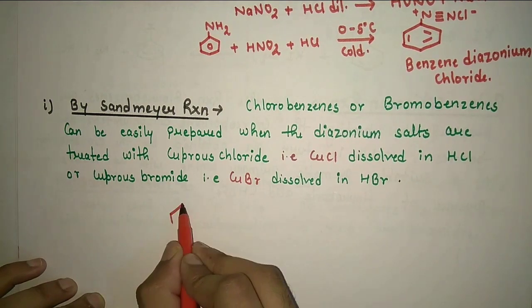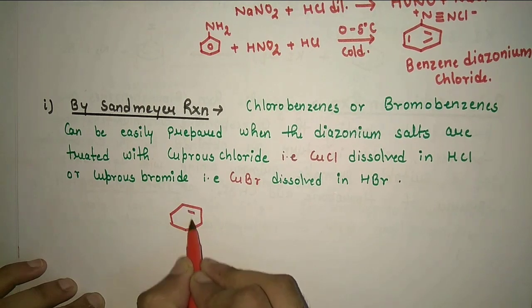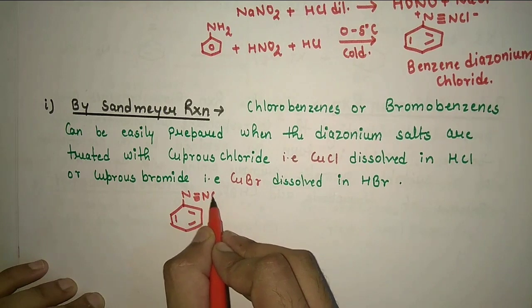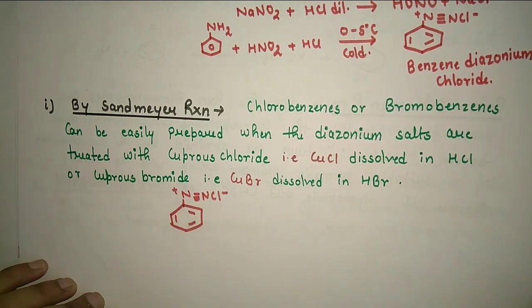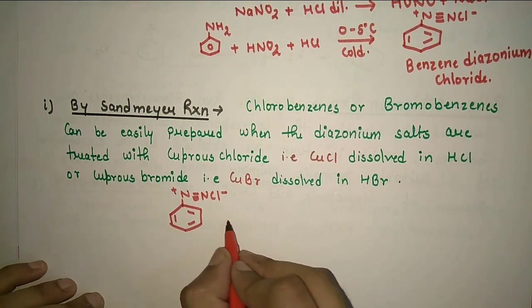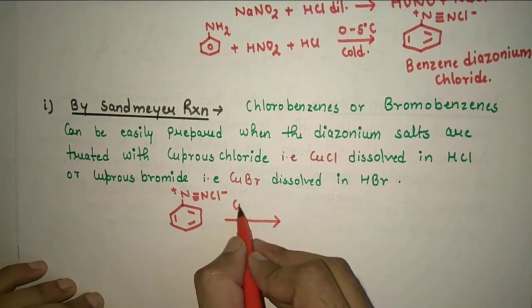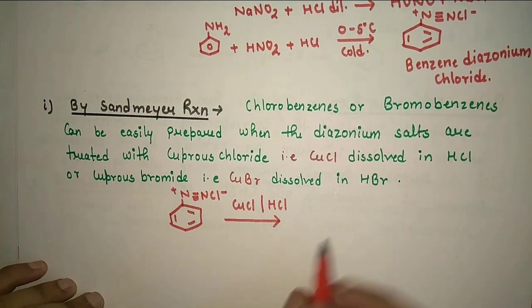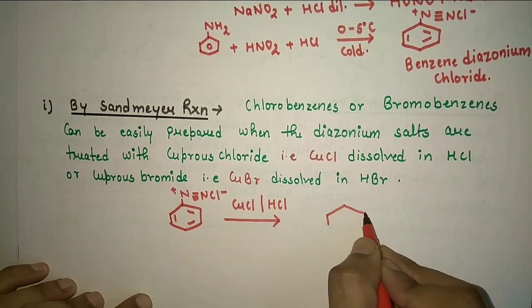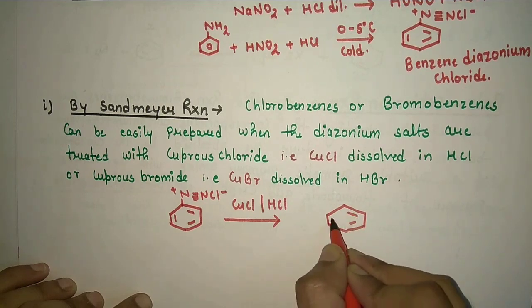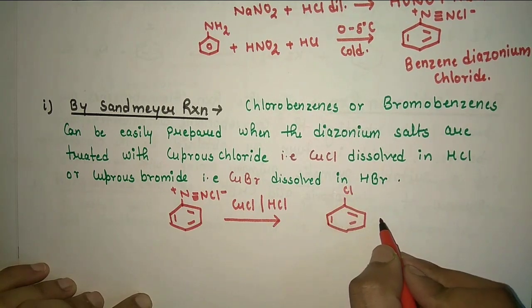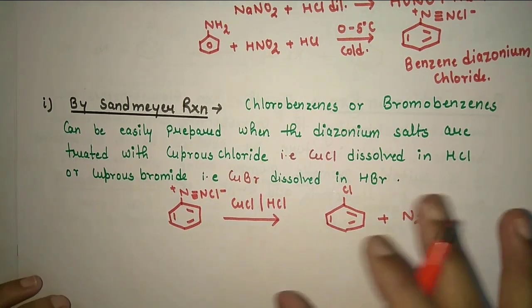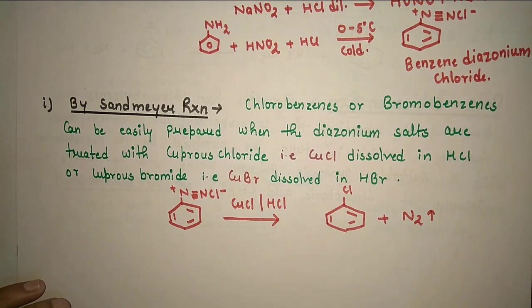This is our benzene diazonium salt, with N triple bond N plus, Cl minus, and if it reacts with cuprous chloride in the presence of the corresponding halogen acid, HCl, it will form chlorobenzene, and the byproduct will be nitrogen. And if we have to make bromobenzene, then what will happen?